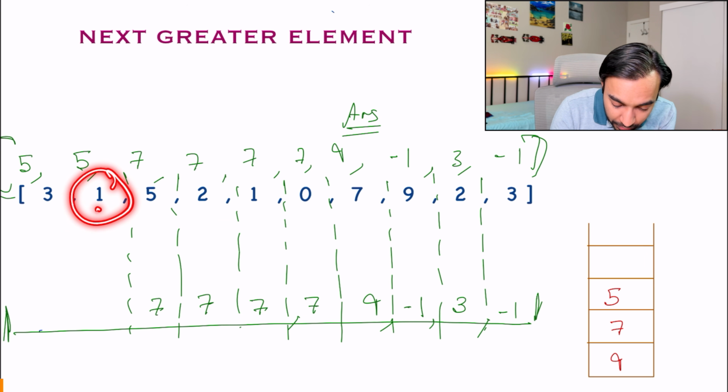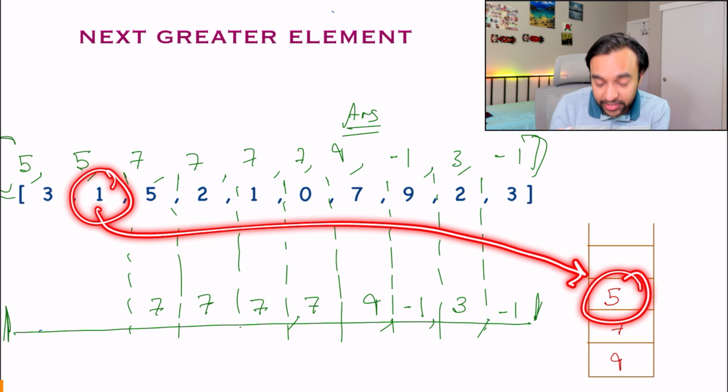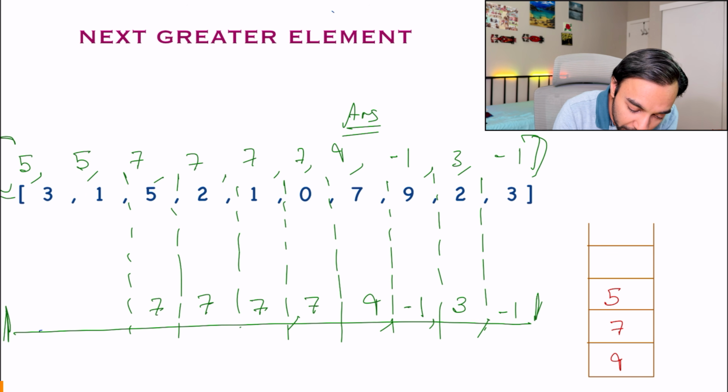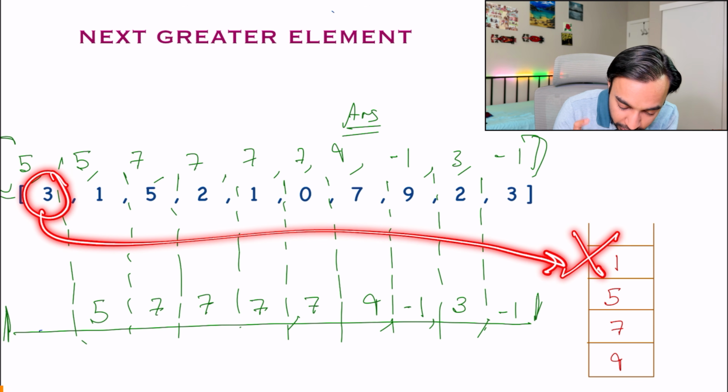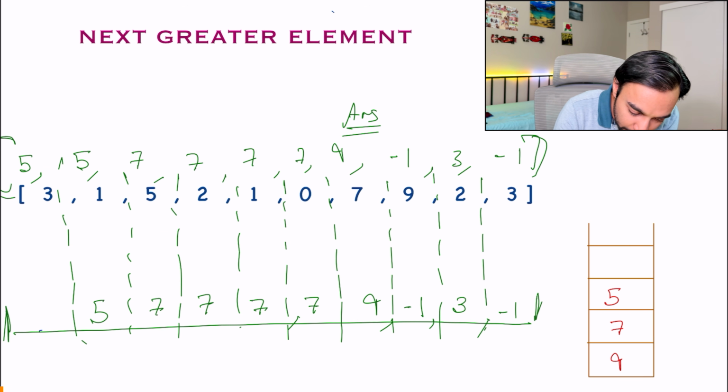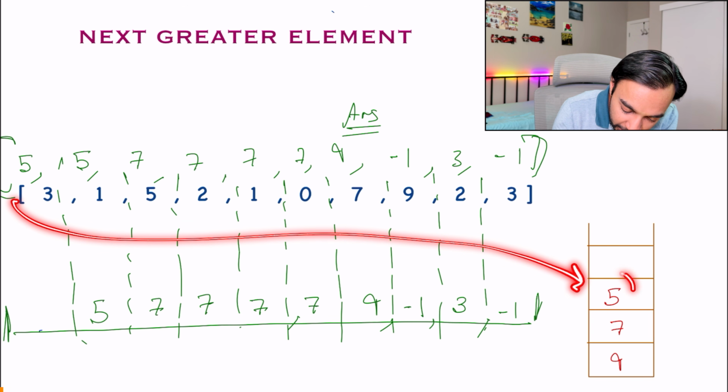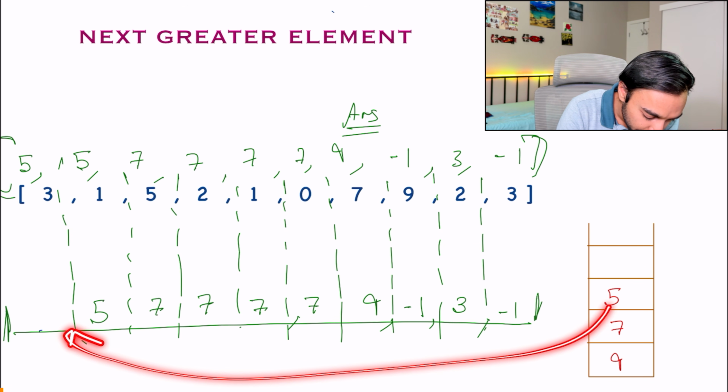Now I have 1. Check the next greater element. Yes, you can find it, 5. So no need to worry. I can simply write down 5 over here. And at the same time, add this 1 also to my stack. For the next element, you see 3. Is 1 the next greater element? No, because 1 is smaller. So I remove this. Check the next element. Is 5 greater? Yes. So I will write down 5 over here.